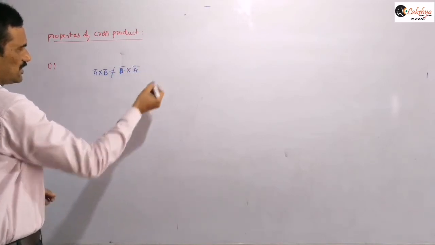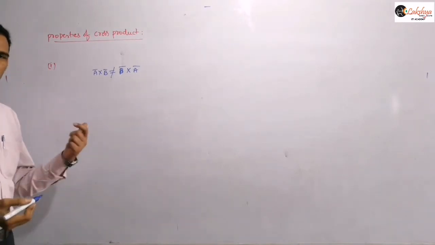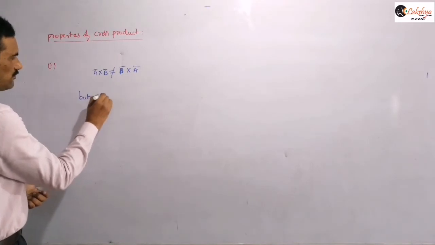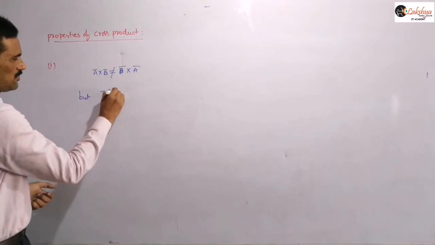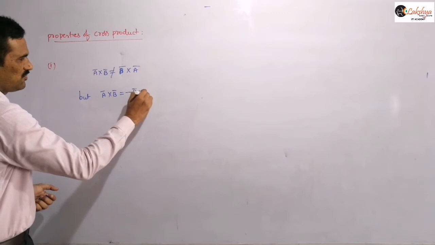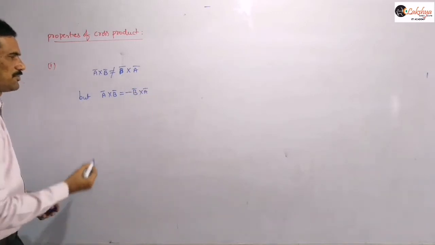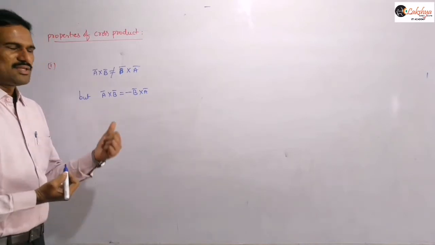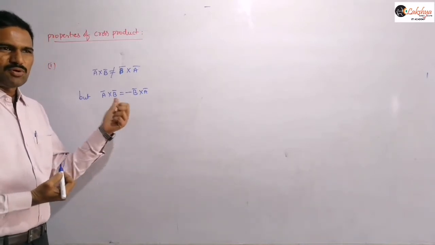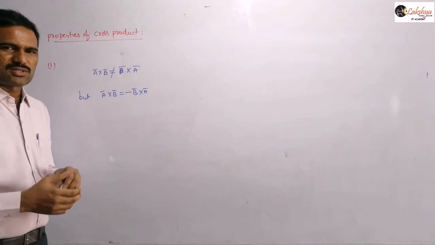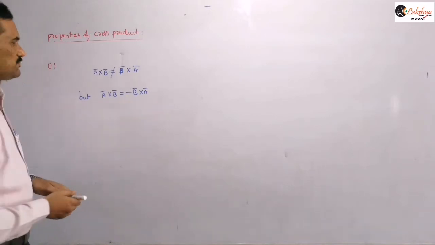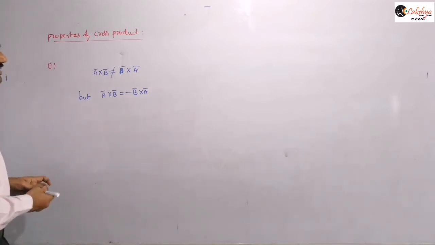This we discussed actually, because they are equal in magnitude but opposite in direction. A bar cross B bar is equal to minus of B bar cross A bar. That means it does not obey the commutative law, but it is said to be anti-commutative. The cross product of two vectors does not obey the commutative law, but it is anti-commutative. And this is about the commutative law.